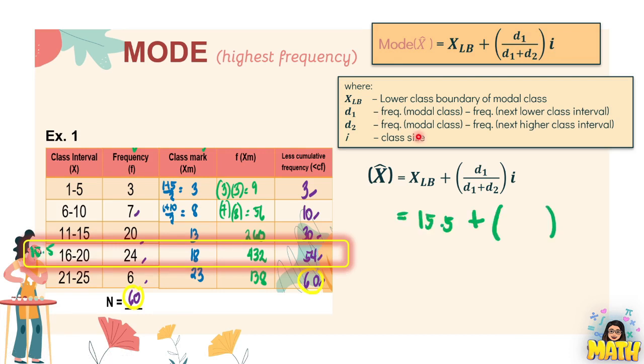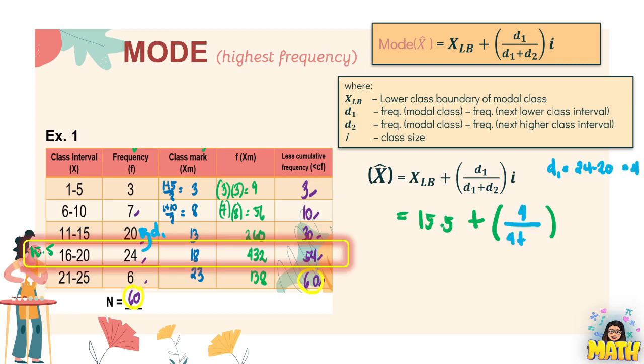So, dito, we have D sub 1 and D sub 2. D refers to the difference. Dito ay isasubtract lang po natin ang mga frequencies. For D sub 1, we subtract the frequency of the modal class, 24, minus the frequency of the next lower class interval. Ang lower class interval na katabi nito is yung 11 to 15 at ang frequency niyan is 20. That means our D sub 1 is 24 minus 20, that is 4.